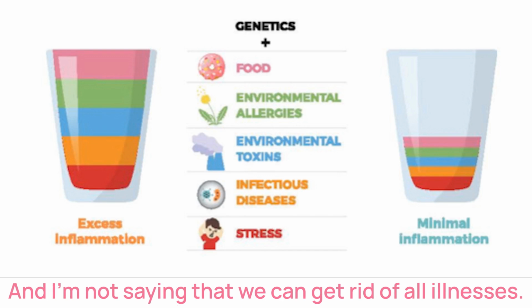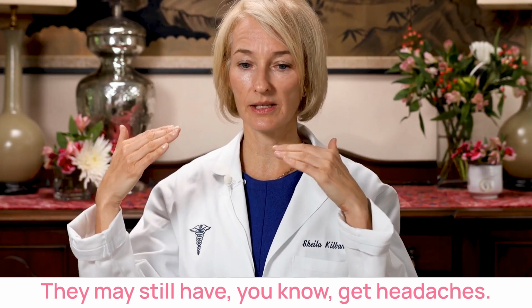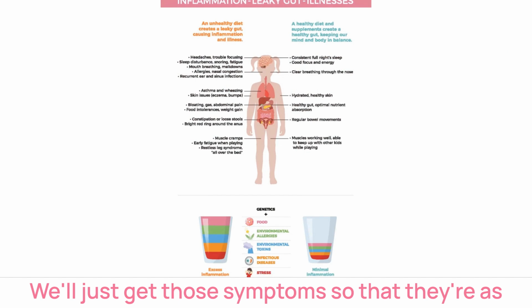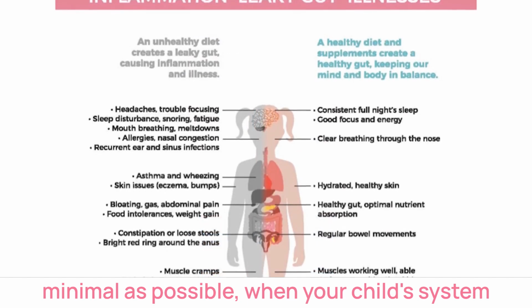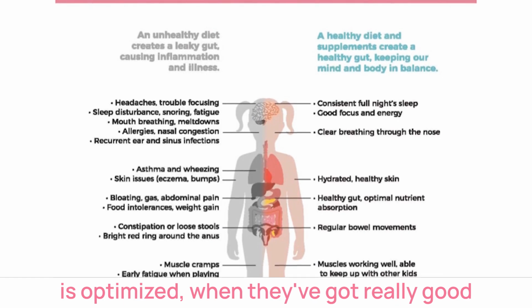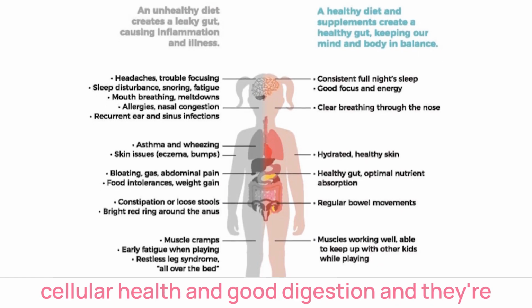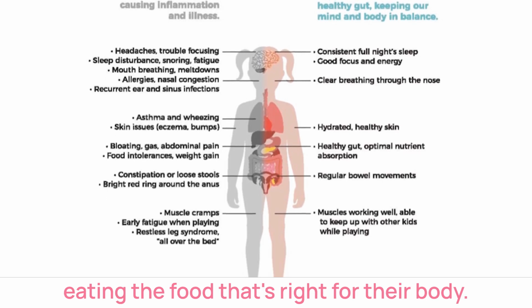And I'm not saying that we can get rid of all illnesses. The kids may still have asthma. They may still get headaches. We'll just get those symptoms as minimal as possible when your child's system is optimized, when they've got really good cellular health and good digestion, and they're eating the food that's right for their body.